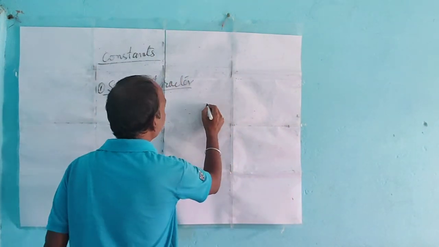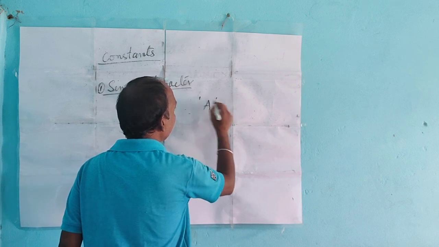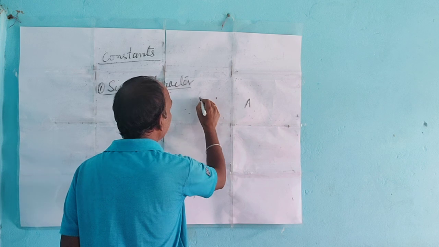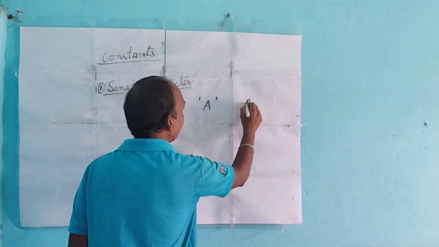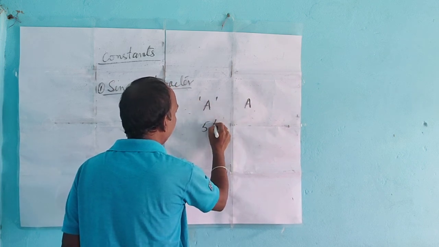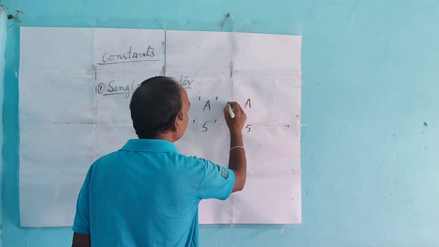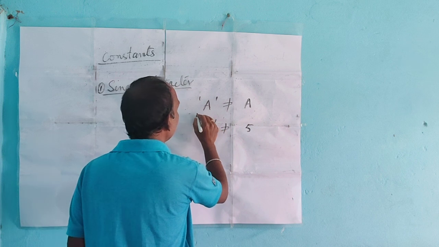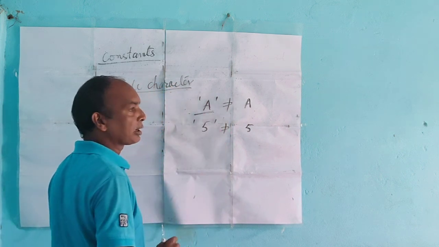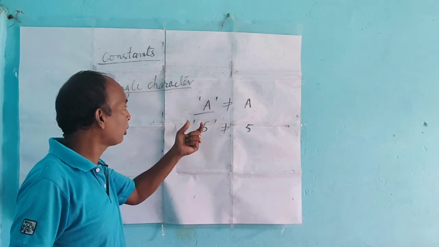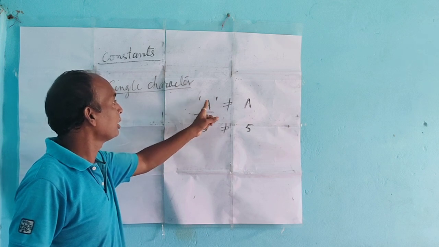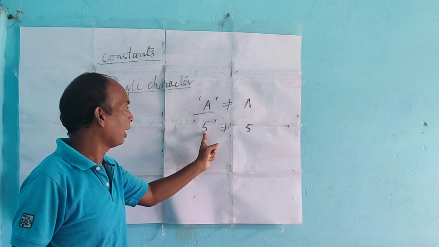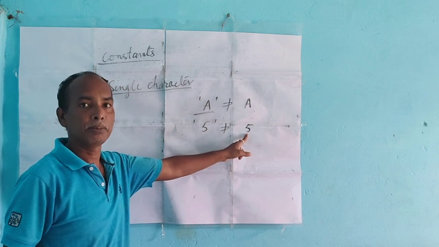the value of 'A' is not the same as the value of A. This 'A' is written between single quotes. The value of '5' is not equal to the value of 5. Here the value of A without quotes is not a single character constant, because it is not written between single quote marks. The value of '5' and the digit 5 are not the same.